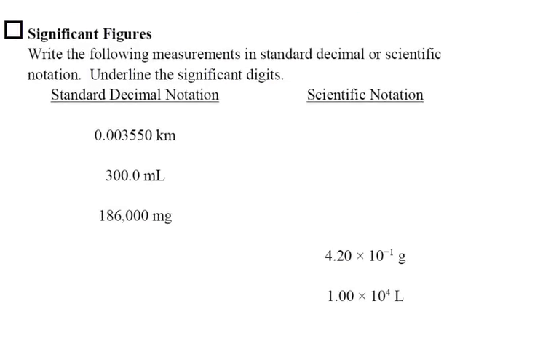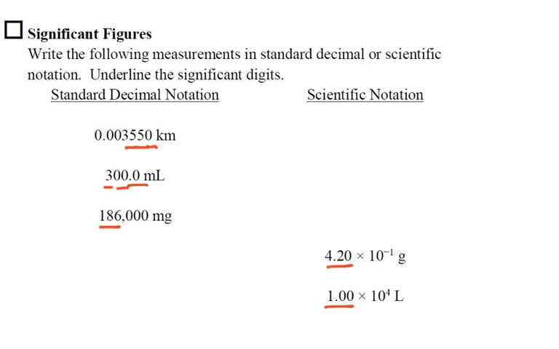Okay, second one, significant figures. Write the following measurements in standard, decimal, or scientific notation. Underline the significant figures. Well, let's do the significant figures first. Our rules here are that zeros at the front of a number are never significant. Zeros at the end of a number are significant if they have a decimal point in the number. So here's zeros at the end, so all 4 of these are significant. These zeros are not significant because they are not in a number that has a decimal point. Over here, all of these are significant.